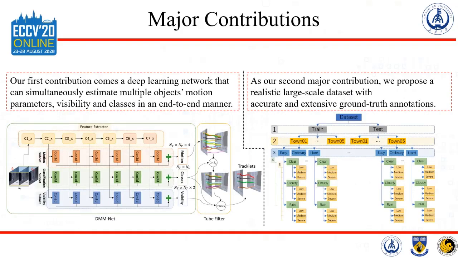Our first contribution is a deep learning network that can simultaneously estimate multiple object motion parameters, visibility, and classes in an end-to-end manner. As our second major contribution, we propose a realistic large-scale dataset with accurate and extensive ground truth annotations.